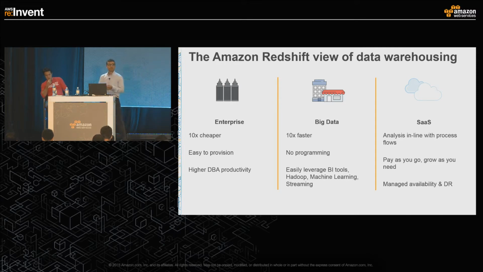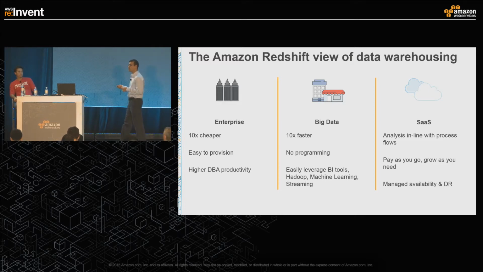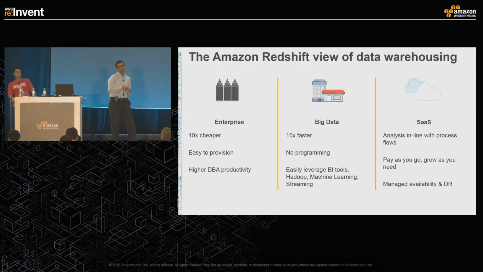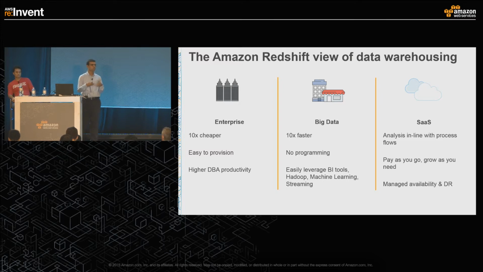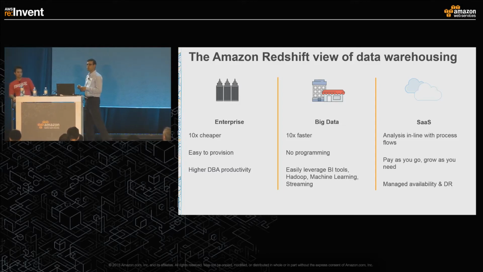Redshift also enables high DBA productivity given the managed aspect of the service. We're also seeing, of course, a lot of big data companies leveraging Redshift very efficiently. The key selling point for big data companies is Redshift is an order of magnitude faster than SQL on Hadoop. Analysts within companies don't need to learn scripting or programming. It's a standard SQL interface that they can go and execute queries against.